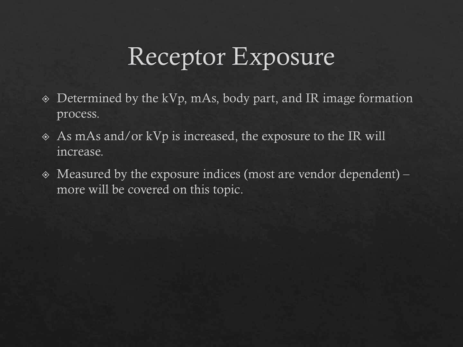The image receptor exposure is measured by an exposure indicator. In lab, again, we've looked at the DI, or the deviation index, and with the PSP system, we've looked at the S value, or sensitivity value, or sensitivity number. Each vendor, again, is very proprietary. I wish it were not, but it is. And so when you get to the hospital, you'll just have to figure out what their systems are using and learn that system.